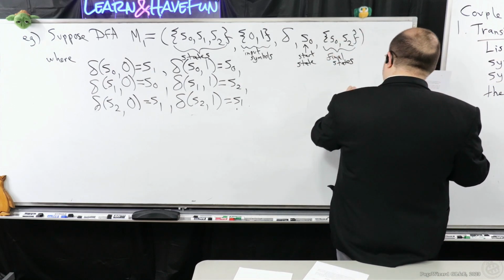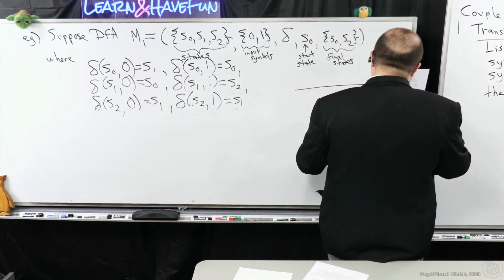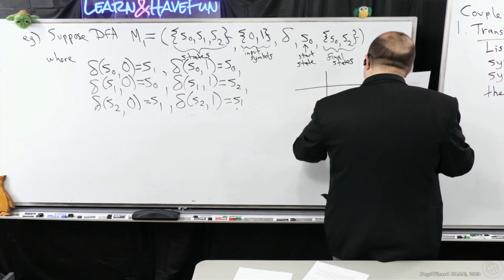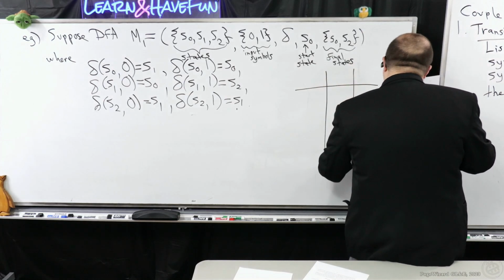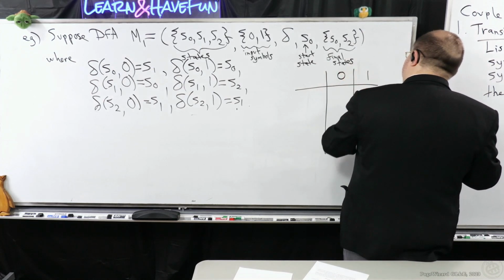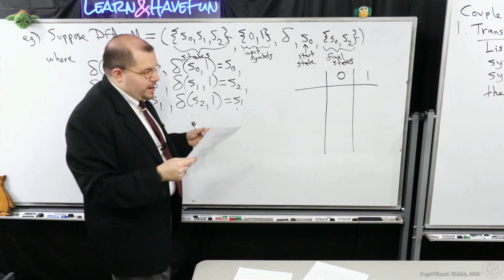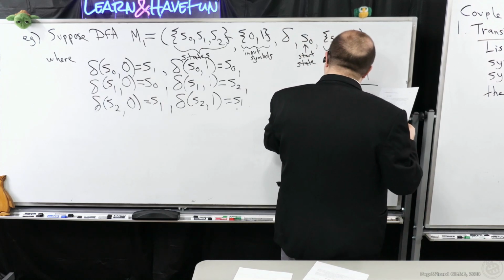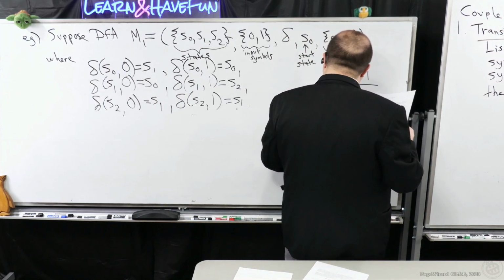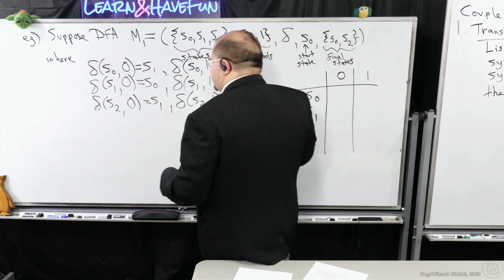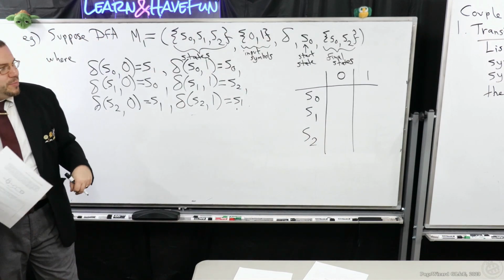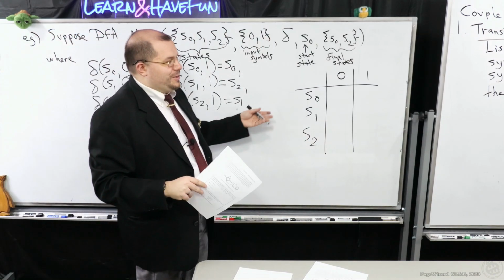So as I said, we're going to make a table. I'm going to make a transition table for M1. Each column is going to be one of the input symbols, and each row of this table is going to be a state. So I'm going to have a state for each one. Each row has a state. Each column has an input symbol. I told you it's just going to look like this.